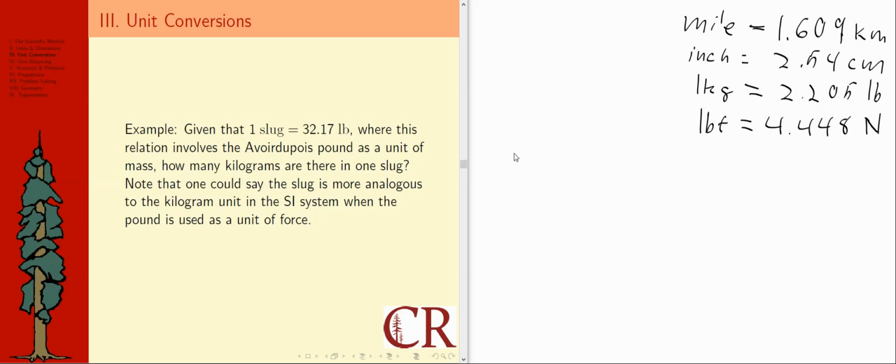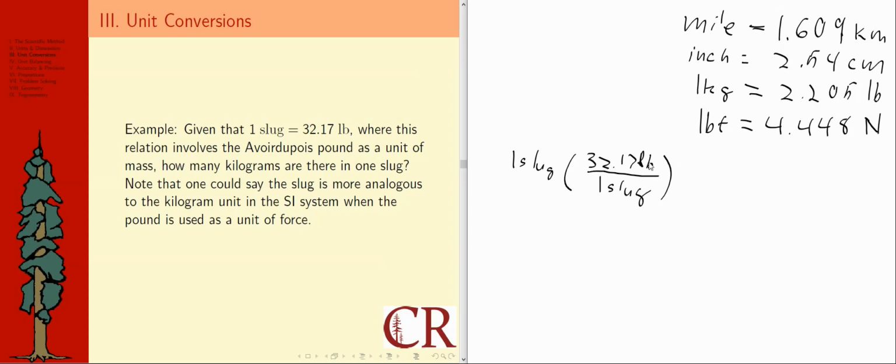And so maybe what I could do is I'll just start with one slug. I could have maybe started with 32.17 pounds, since one slug is equal to 32.17 pounds, and saved a little bit of space, but I'm just going to write it as a conversion factor: 32.17 lb divided by a slug. I'll make that L more of a cursive L so it's clear that's lb, for pound.